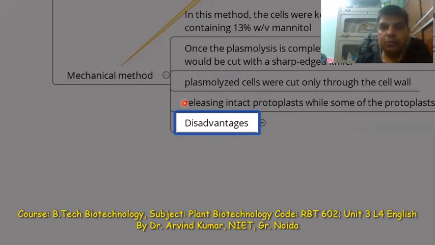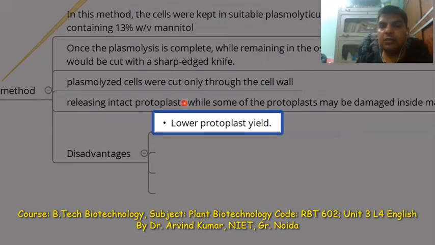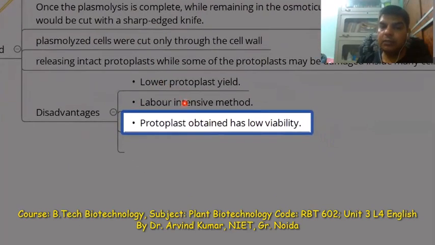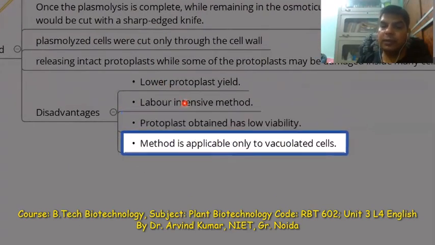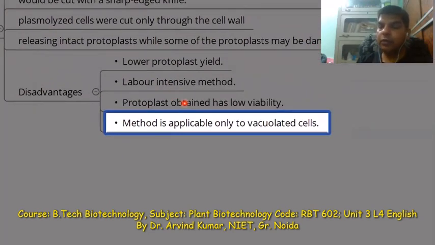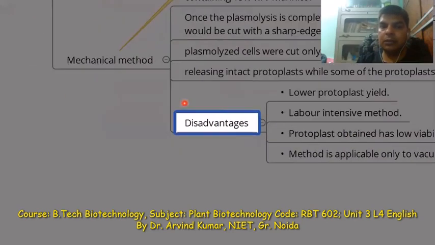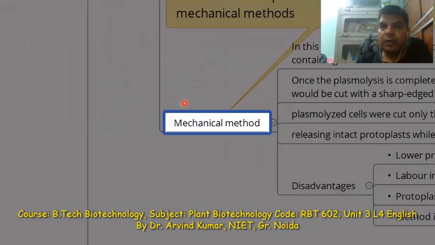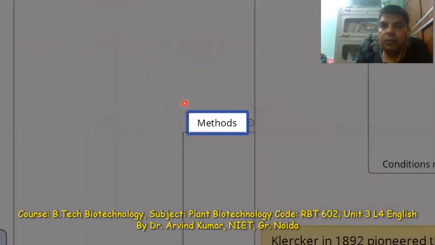This method has some disadvantages. The protoplast yield is lower. It is a labor-intensive method. Protoplast obtained has very low viability, and the method is applicable only to vacuolated cells. So we cannot apply this method to all plants. Though it is an easy and cheap method, the yield is very low. So we find the enzymatic method superior to the other methods.